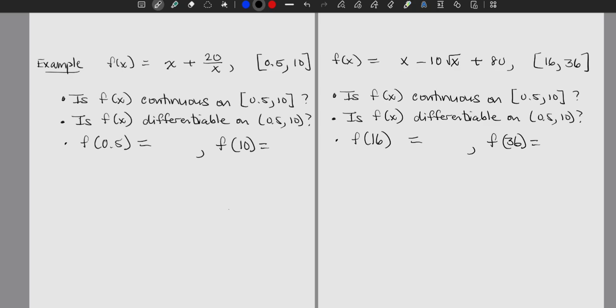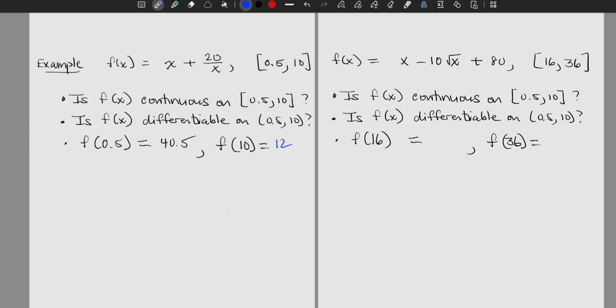Now the added thing we have to check is, let's double check what f of 0.5 and f of 10 are, because that determines if we can use the mean value theorem or the oversimplified version of the mean value theorem, Rolle's theorem, okay? So f of 0.5, if we plug in 0.5, I'm just telling you right now that we get 40.5. Plug in 0.5 for x, 20 divided by 0.5 is 40, and then add 0.5 to get 40.5. f of 10, however, is 10 plus 20 over 10, which is 12. Okay, so Rolle's theorem can't be used, but the mean value theorem can be.